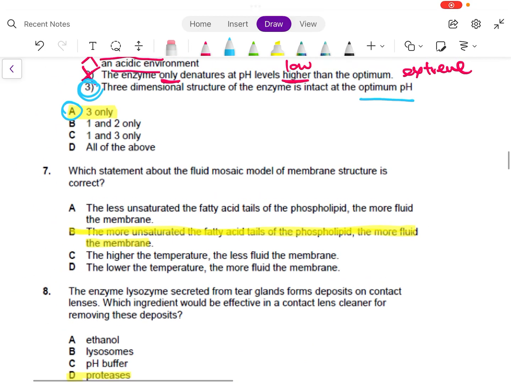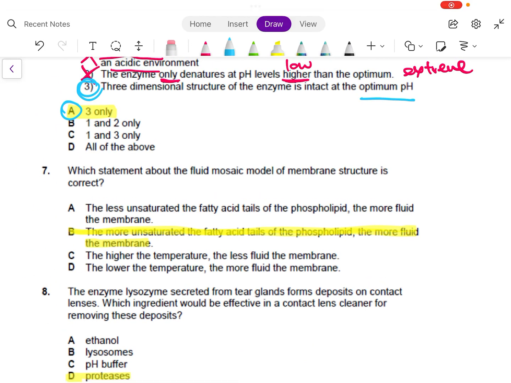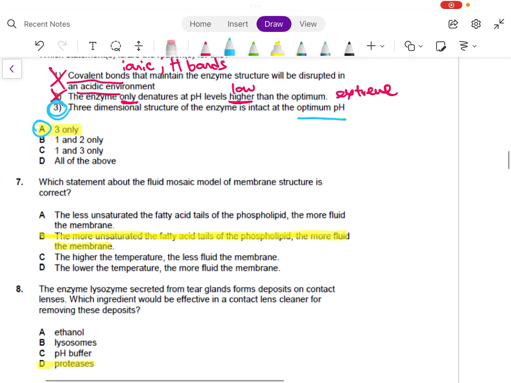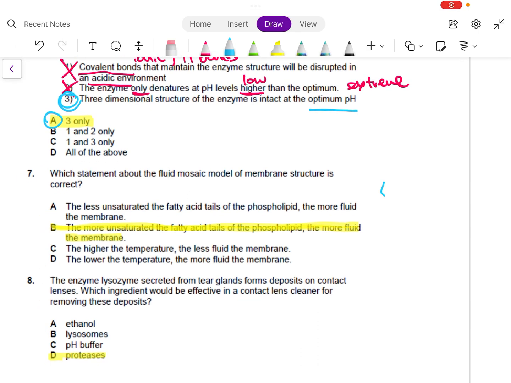Let's go to question 7. Which statement about the fluid mosaic model of the membrane structure is correct? This question relates to what we just said earlier, that when something is saturated, they can pack very closely to each other. Something that's unsaturated, you'll find that they cannot pack as closely to each other because of all the kinks, the bends. So the more unsaturated the fatty acid tails of the phospholipid, the more fluid the membrane.